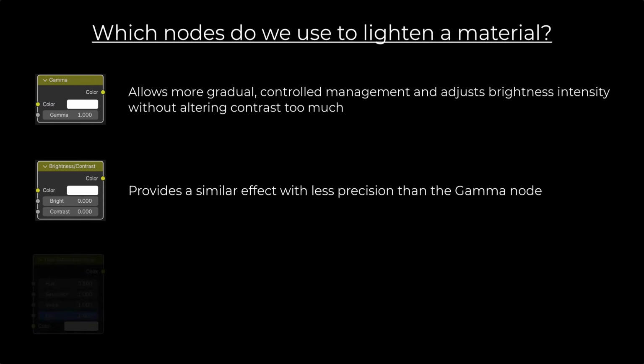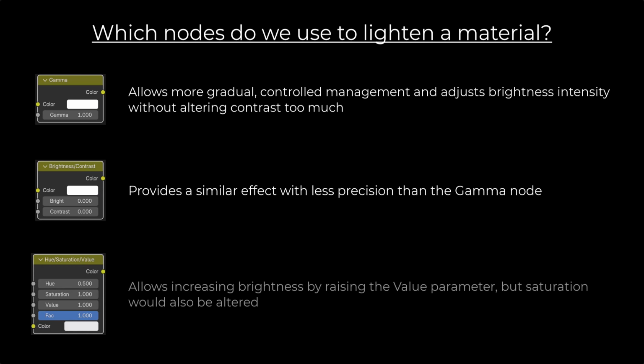And with the Hue Saturation Value node, by increasing the value in the Value section, you can boost the overall brightness of the material, but this approach might also alter the saturation. Personally, I believe that the Gamma node is the ideal choice for precise control over brightness.